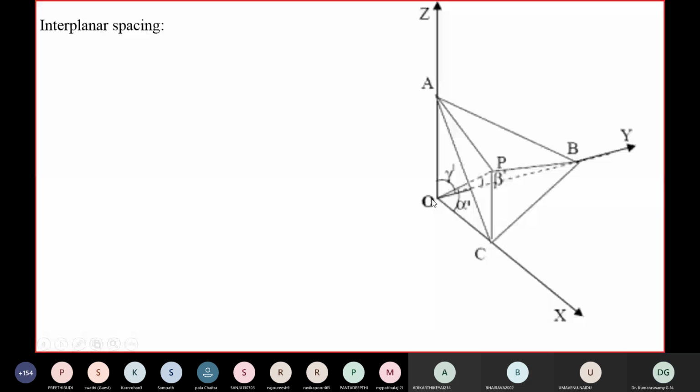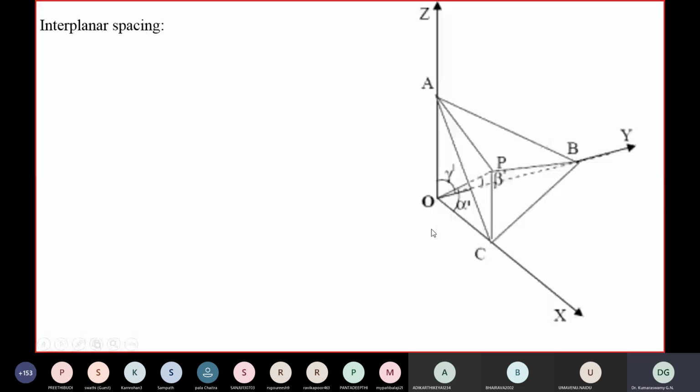Similarly, from P, we also drop a line on the z-axis. That is PA. So triangle OPA again becomes a right angle triangle. The angle OP makes with the z-axis is theta 3. Here it is written as gamma dash. You write it as theta 3.